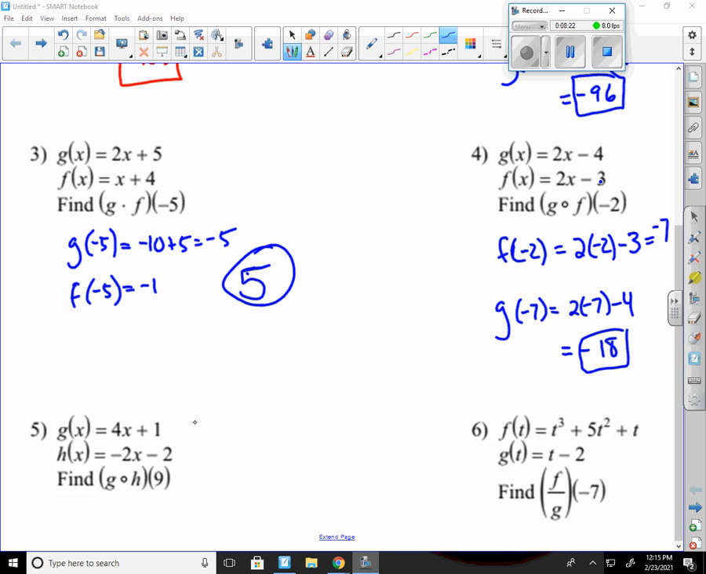Yeah. So for number 5, we just take 9 and plug it into h everywhere we see an x. That would be negative 2 times 9 minus 2. That's negative 18 minus 2, which is negative 20. Take that negative 20, plug it in for x in the g function. That's 4 times negative 20 plus 1, which is negative 79.